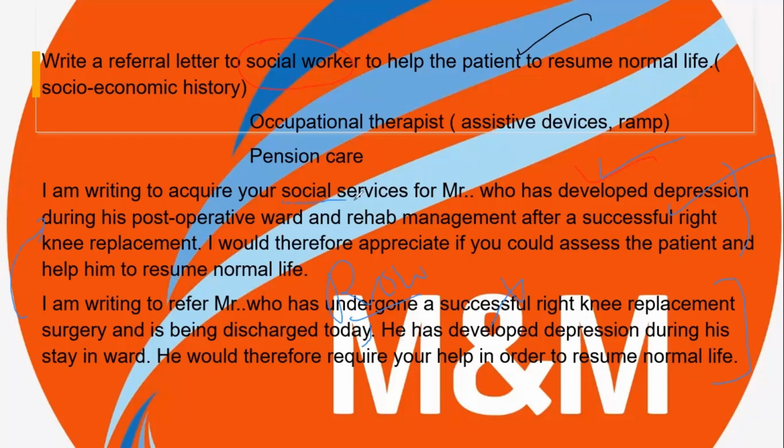The social services are being requested for the patient. Why? Because the patient has developed depression. The second thing: I would therefore appreciate it if you could assess the patient to resume his normal life. The third thing. So the first introduction is clearer, with a clear focus in mind. I hope it's clear to you.